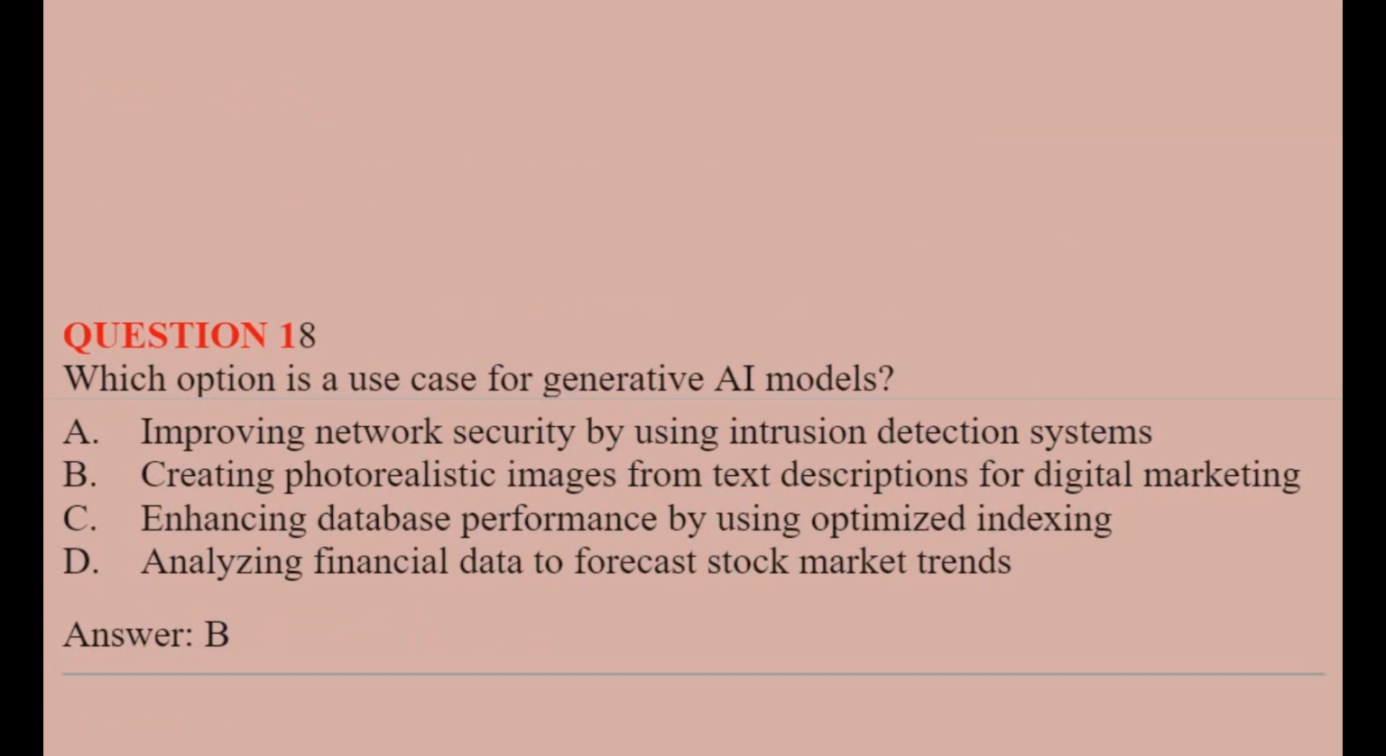Question is, which option is a use case for generative AI models? Option A, improving network security by using intrusion detection systems. Option B, creating photorealistic images from text descriptions for digital marketing. Option C, enhancing database performance by using optimized indexing. Option D, analyzing financial data to forecast stock market trends. Correct answer is option B.